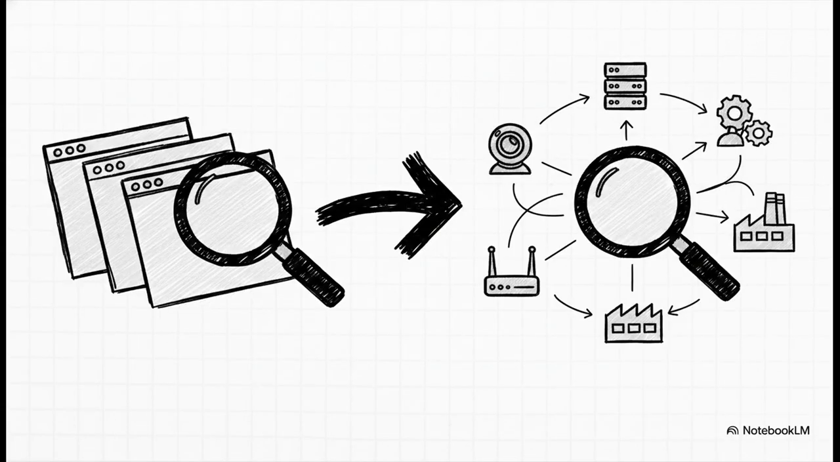But what if you wanted to search beyond just websites and social media posts? What if you could search for every single device connected to the internet? That sounds like science fiction, right? Well, it's not. That's exactly what a search engine called Shodan does.